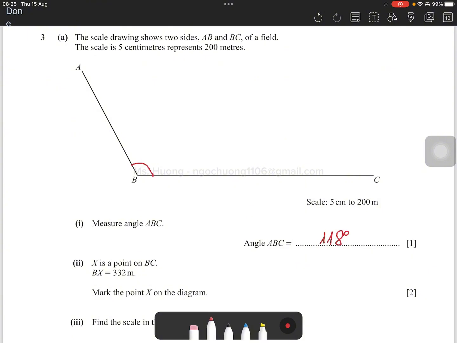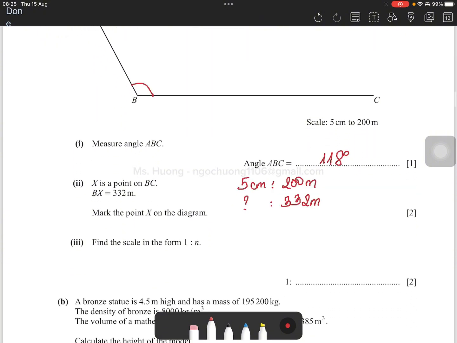Second question. X is a point on BC. BX is equal to 332 meters. Mark the point X on the diagram. You know that 5 centimeters corresponds to 200 meters. So how many centimeters correspond to 332 meters?